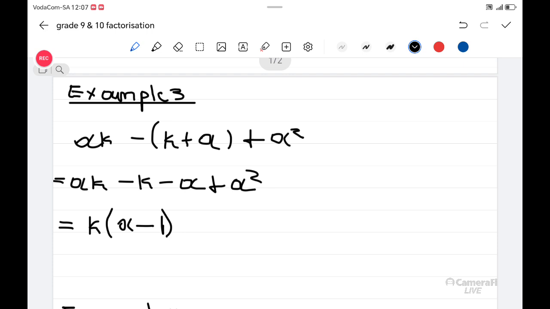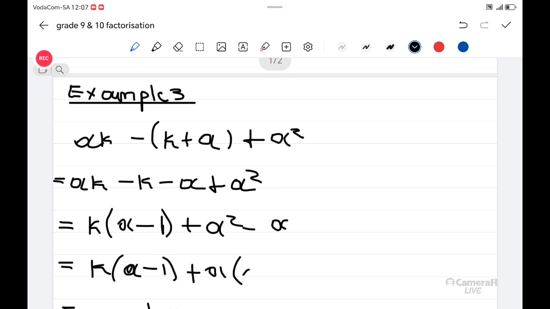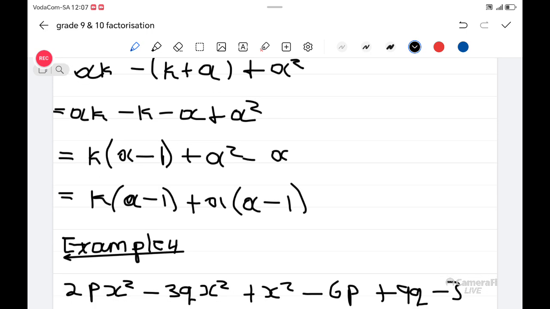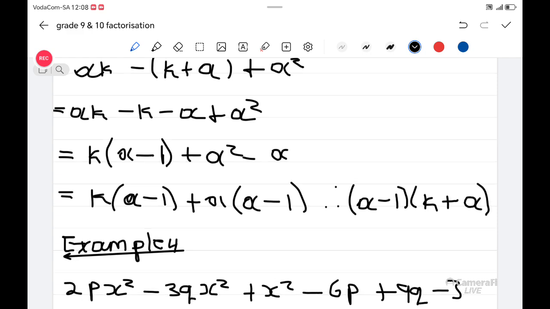So this one you have to arrange it first. If you can see, you can write a squared minus a in order to see it properly. So it's k(a minus 1). Then you take out the common factor, which is plus a, and then you are left with a minus 1. Then what is the common factor thereafter? Therefore, our common factor is going to be a minus 1, and we are left with k plus a, fully factorized.